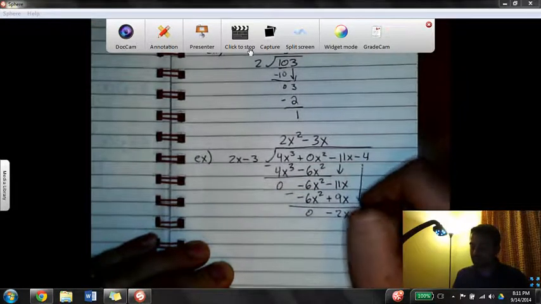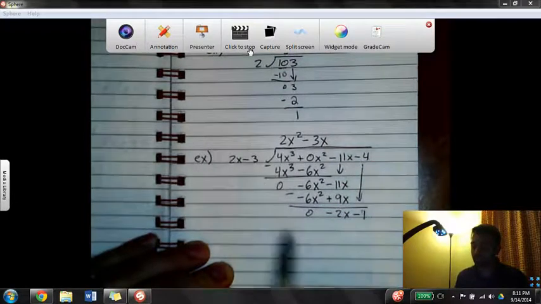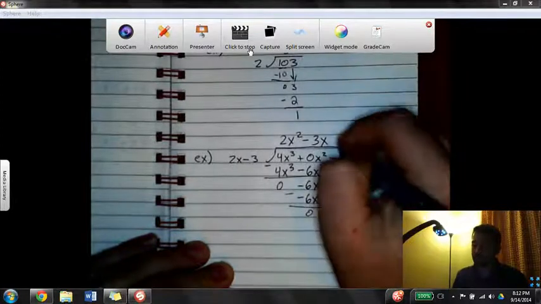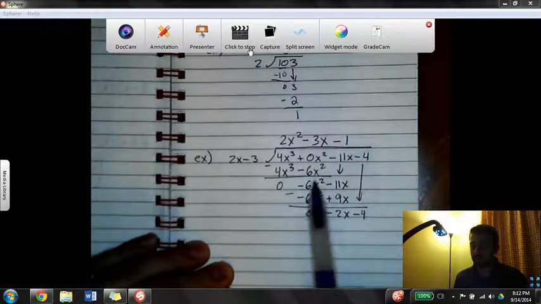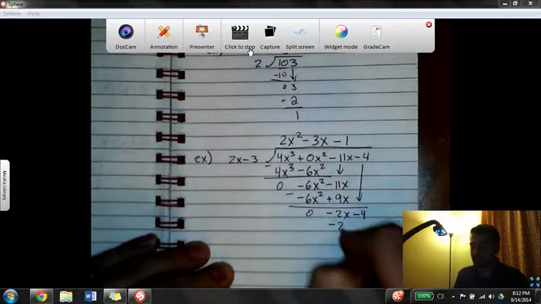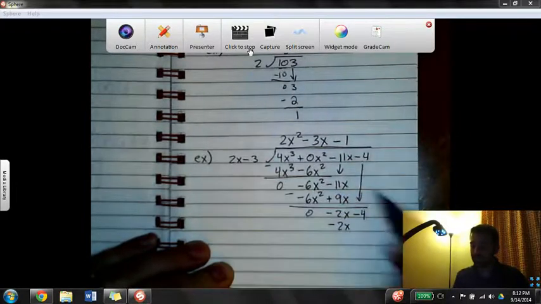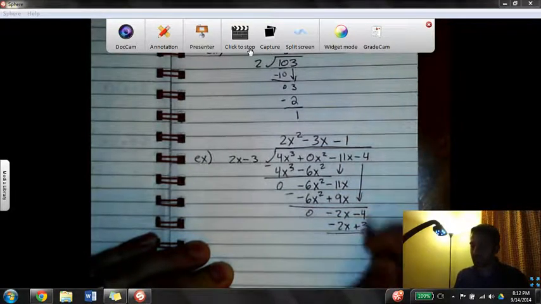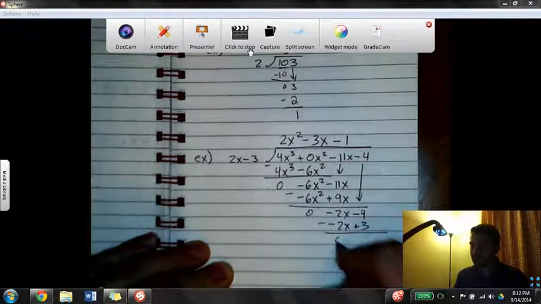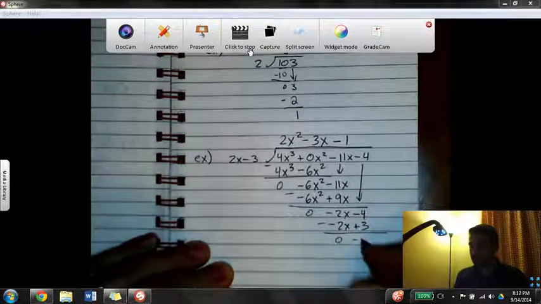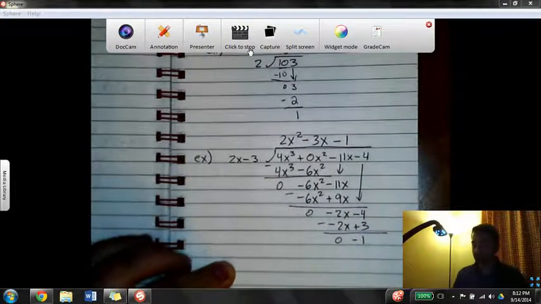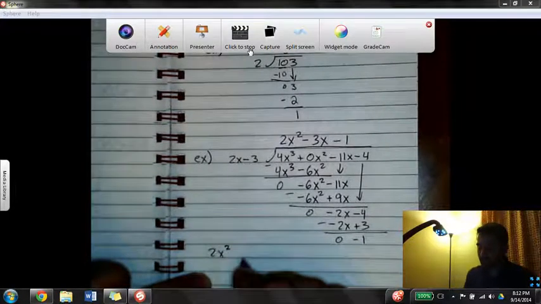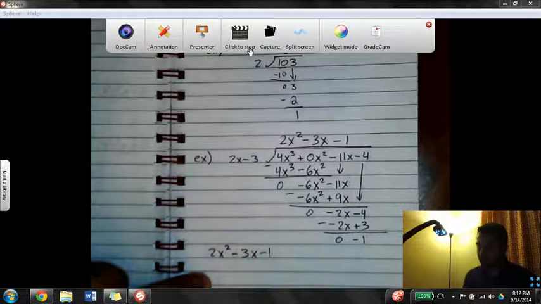I need to bring down my final term, 4, and think, how many times does 2x go into negative 2x? Negative 1 times. Negative 1 times 2x will give me a negative 2x. Negative 1 times a negative 3 will give me a positive 3, which then, when subtracted down, gives me a remainder of negative 1. And the way I go about writing this is 2x squared minus 3x minus 1.